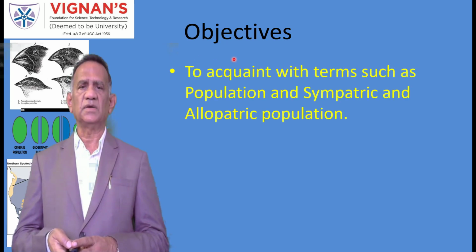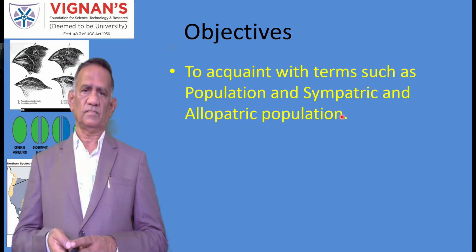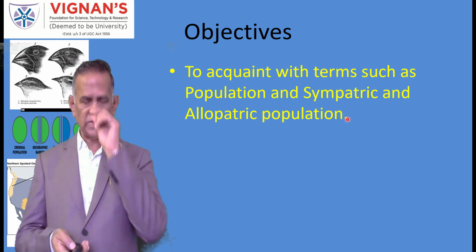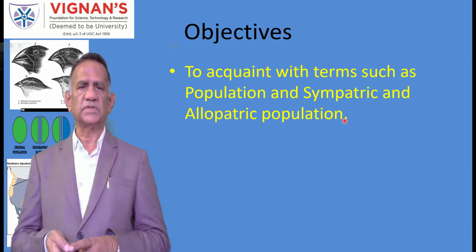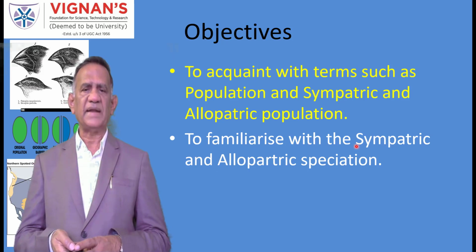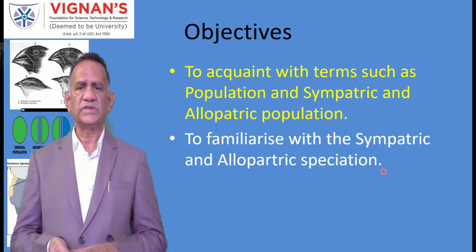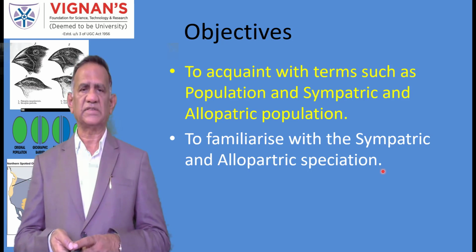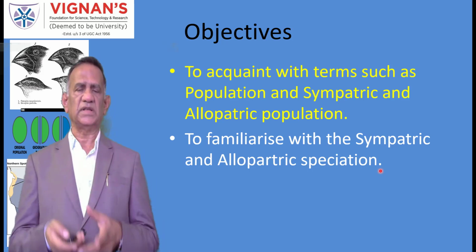To acquaint the terms such as population and sympatric and allopatric population. Population, sympatric population and allopatric population. These are the new terms that are being given to you. Let us know this. To familiarize with the sympatric speciation and allopatric speciation. Okay, population is different, speciation is different. Let us get to know this. These are the fundamentals in molecular phylogeny and biodiversity and conservation.